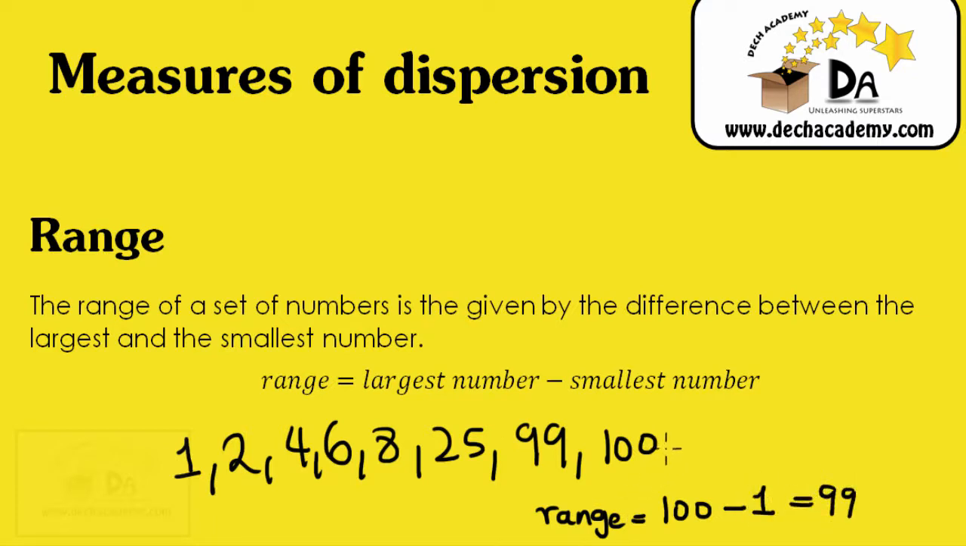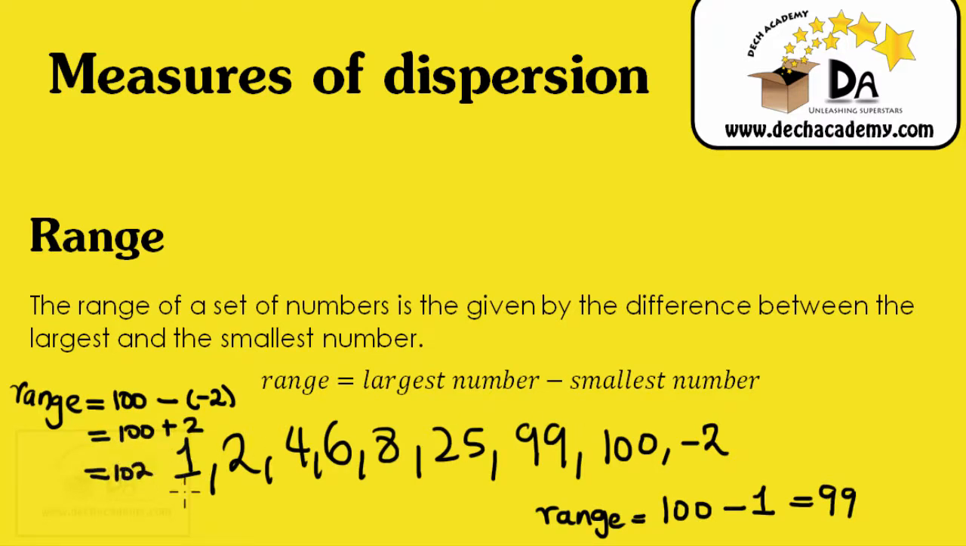Now, if I add, say, minus 2 to this set of numbers, the range will change because the smallest number has now changed. The smallest number is no longer 1, but now minus 2. So the range is going to be the largest number, which is still 100, minus the smallest number, which is now minus 2. So 100 minus minus 2 is equal to 102. And that's the range of this new set.